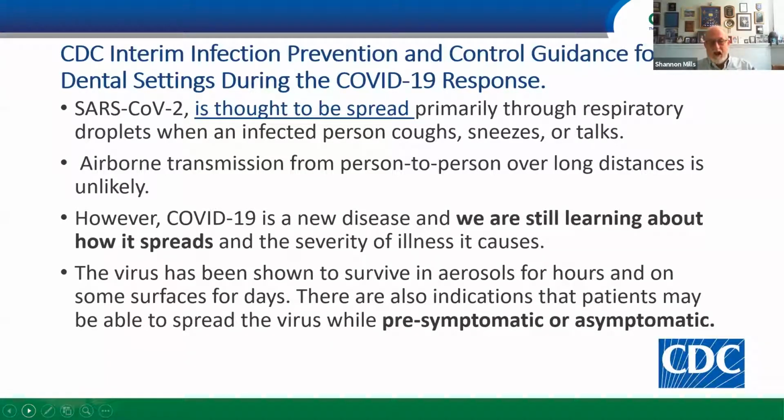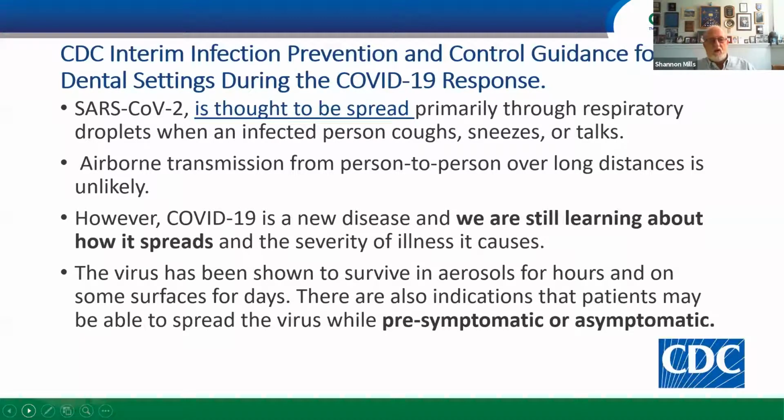Again, it's a new disease. We're still learning how it spreads. We still don't know everything. And we're still learning things every single day about the severity of illness. We're now learning that it causes more than pulmonary disease. We're starting to see new syndromes arising in children who had asymptomatic cases of COVID-19.